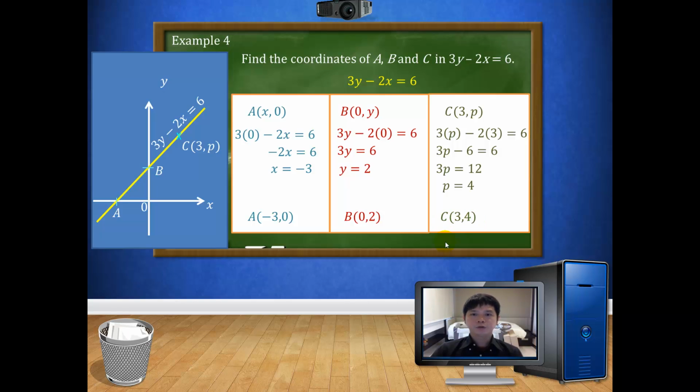Do look at the next video for more examples on equation of a straight line. And do review your notes again because there is quite a number of new things that you learn in this lesson.